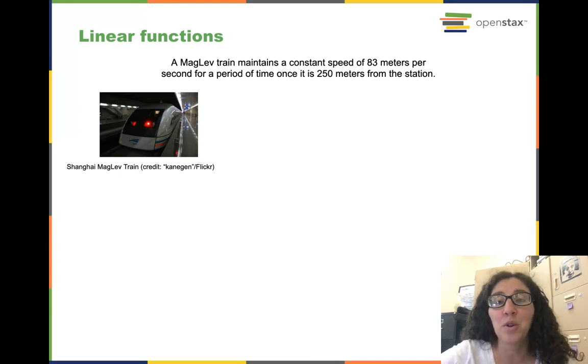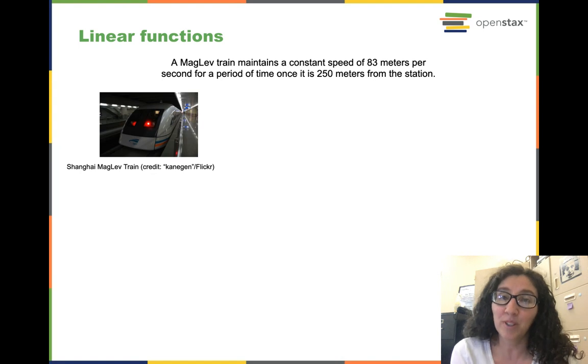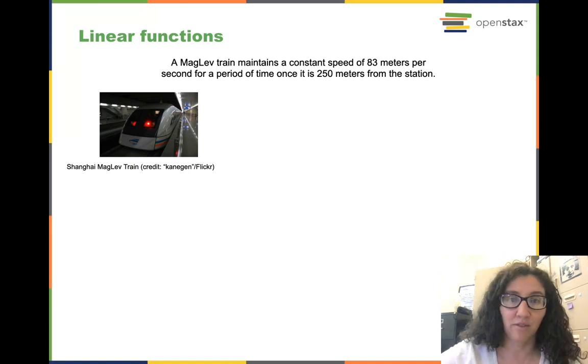Okay, we are going to talk about linear functions now. And hopefully this feels really familiar. I think you've been working with linear functions for a long time, so this section should not be too tough. So let's just start with a real life example.